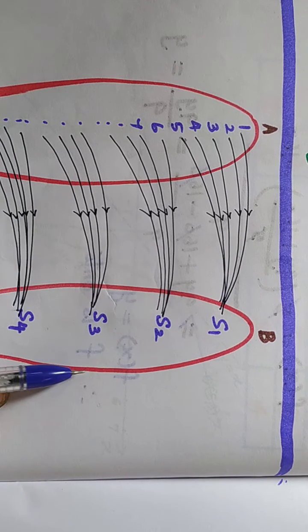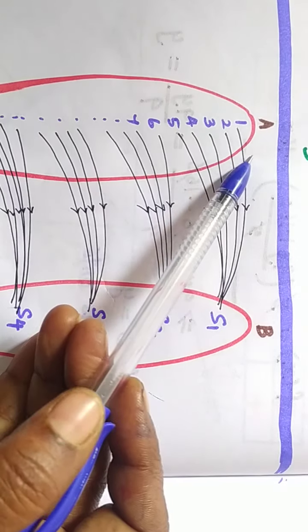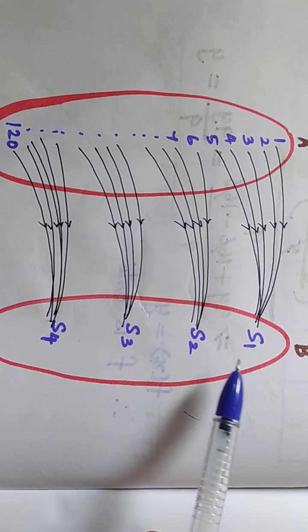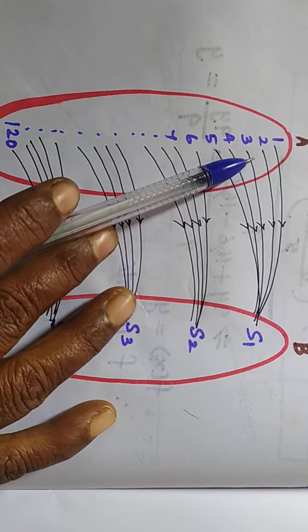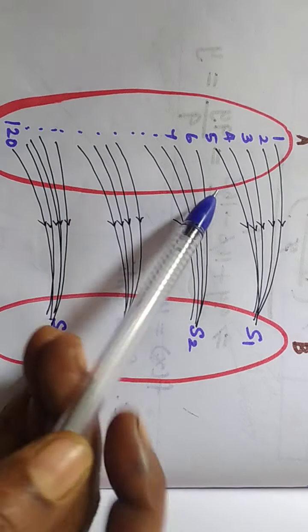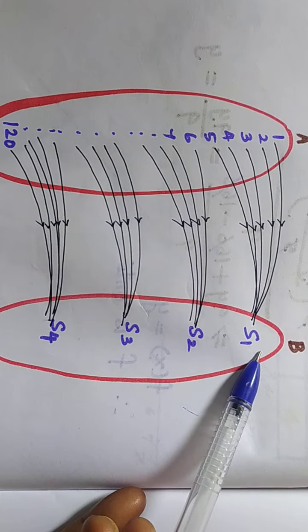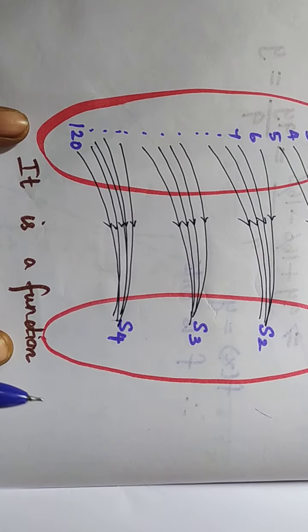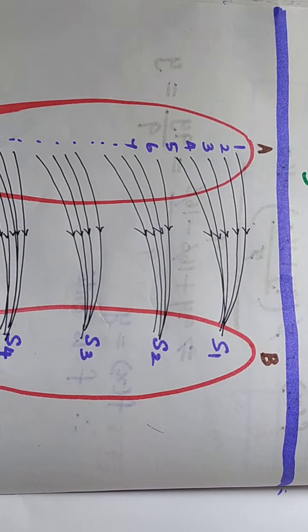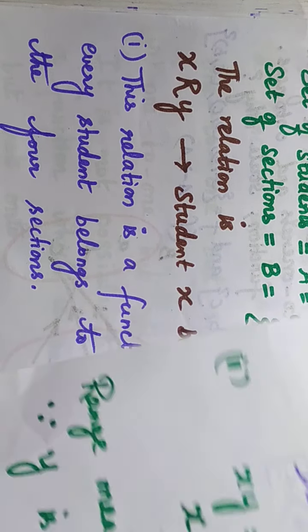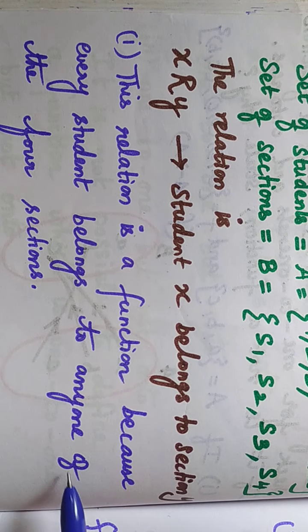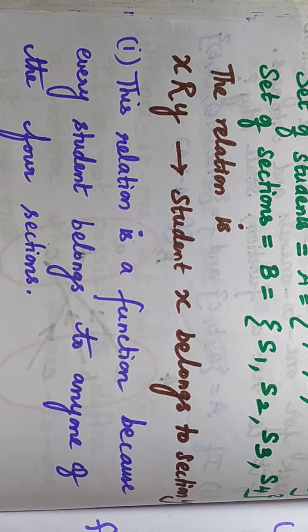If you observe this diagram, you can see that set A denotes the students, so till 120 students I have written, and set B denotes the sections. Each and every student is allotted a section, and all the elements in set A are related to the sections in set B, so definitely you can say it is a function. We can explain this in words: this relation is a function because every student belongs to any one of the 4 sections. Now let us see whether the inverse is also a function or not.